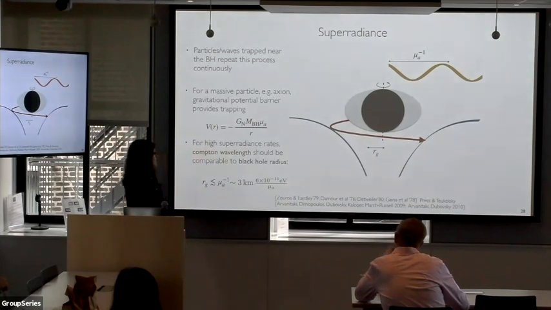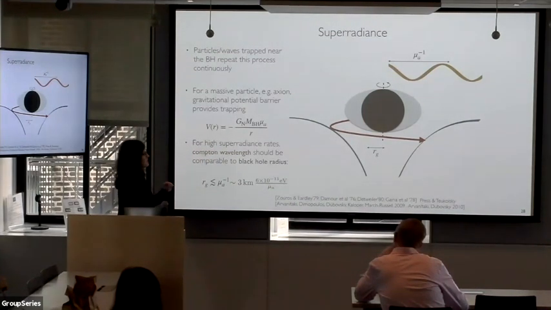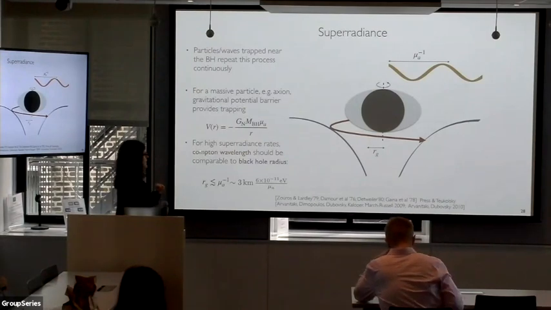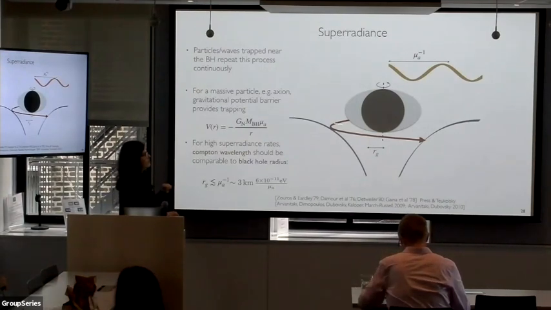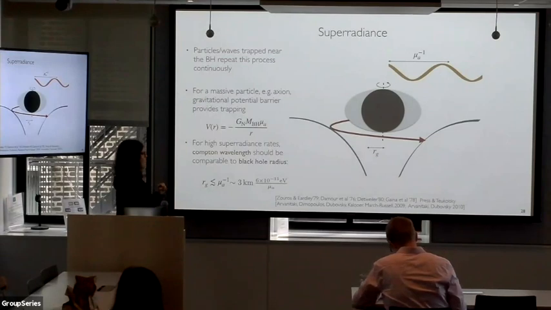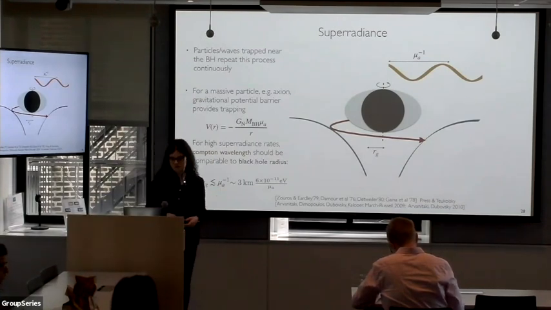Good. Okay. So there are these bound states, and it will turn out that the rates are most efficient when the wavelength of the particle is of order of the black hole size, which means that for particles that are, say, 6 times 10 to the minus 11 eV, like the axions I described, you want the black holes to have sizes of kilometers or larger.